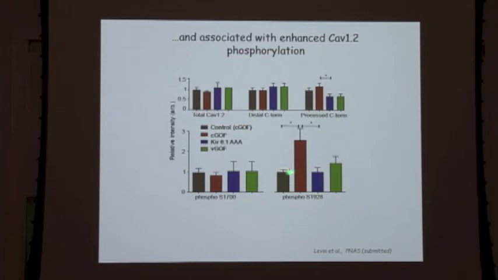And I haven't gone on too much about this, but if we express the gain of function in the blood vessels, which is the one that gives the dilation of the blood vessels, we also see a smaller increase in phosphorylation of this residue compared to the relevant control. So what does all this mean?